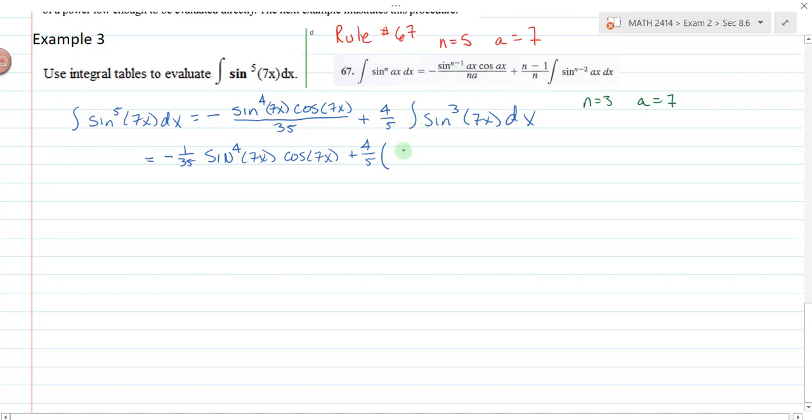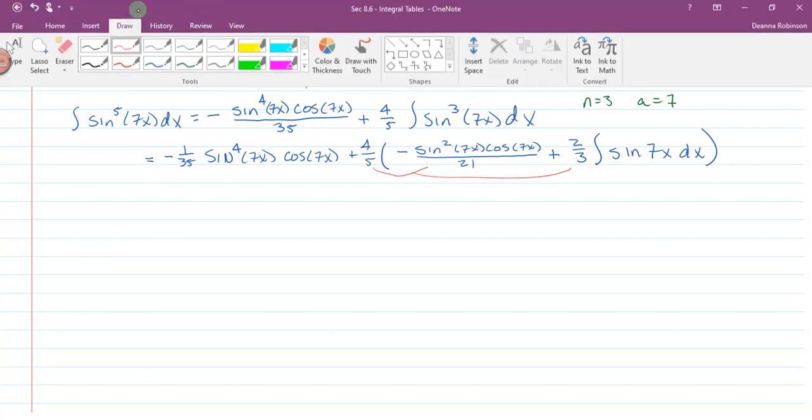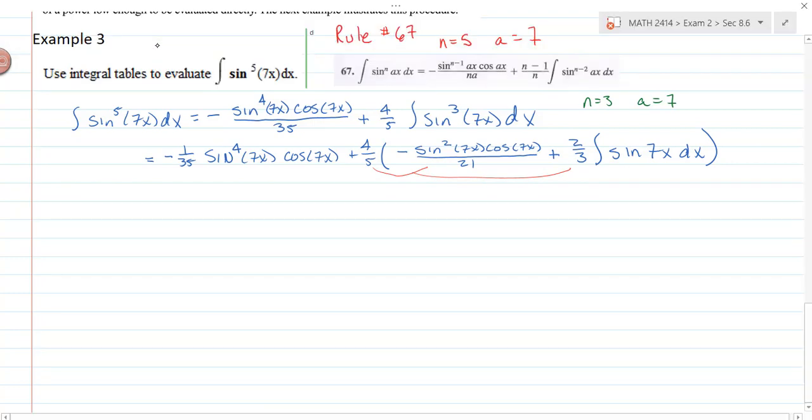So that's going to give us a negative. Now n is equal to 3, so this is going to be sine squared 7x cosine 7x divided by 3 times 7 is 21 plus 3 minus 1 is 2 over 3. Integral of 3 minus 2 is 1, so that's just going to be sine 7x dx. I kept this in parentheses because this integral was multiplied by 4/5, which means that I need to distribute that 4/5 across to each of these terms. And when I do that, that's going to give us the following.